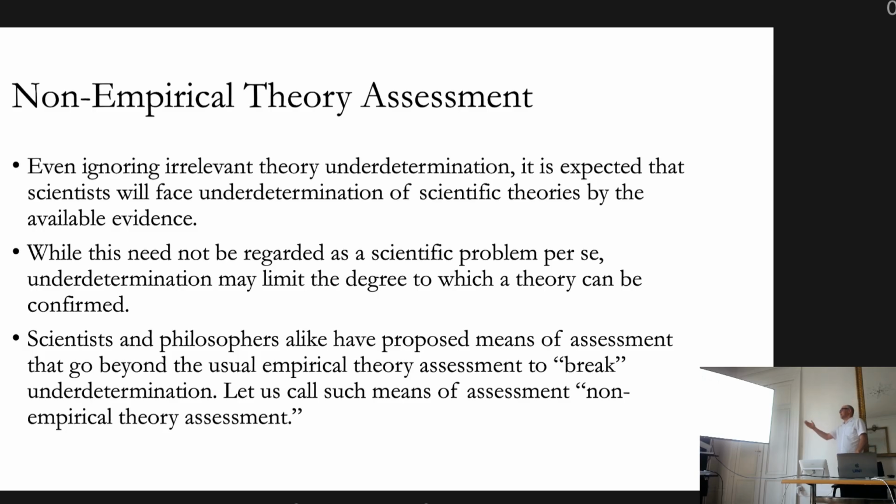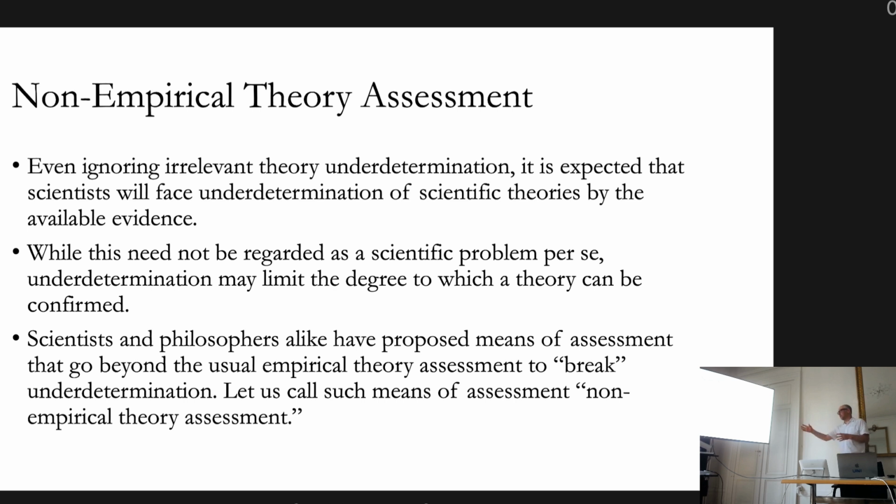Okay, so because of the presence of underdetermination, philosophers and scientists have proposed means of assessment that go beyond the usual empirical theory assessment as a way of breaking this underdetermination. Some of these motivations come more from philosophical issues like scientific realism, but also, when it's a matter of theory choice, the scientist wants to know which theory is worth accepting or even pursuing, they need some extra empirical means for breaking that underdetermination.